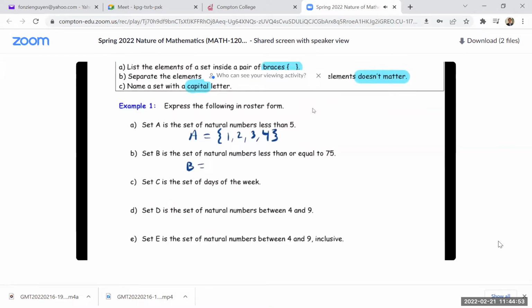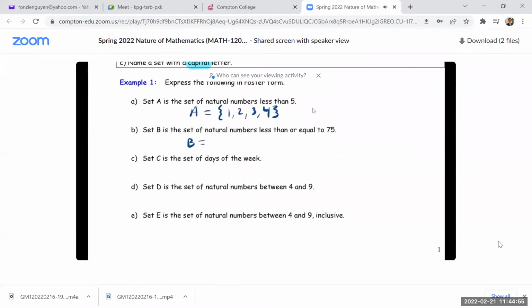Whoa. Okay, how would you do that one? 1, 2, 3. In this case, it's going to take too long to write out all 75 numbers, right? So let's just do dot, dot, dot. That means it continues. And then 74. But notice it says or equal to as well, so it can also include 75. Very good. There it is. And don't forget your braces in the front and the back.